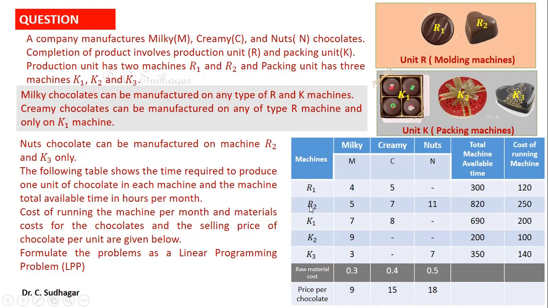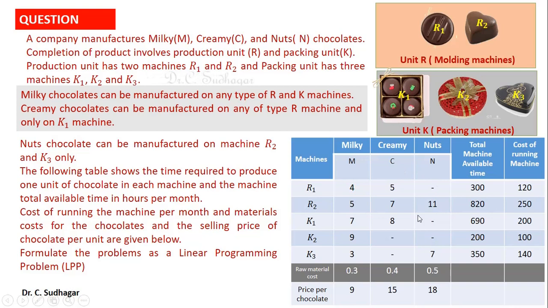Like that, R2 available time per month is 820 hours. If you are running the machine 1 month completely, you have to spend 250 reals. Okay, so this is the data. And machine K1, 690, 200 hours available, and money has to be spent. So like that, K2 and K3 are given. Now there are some blanks here.